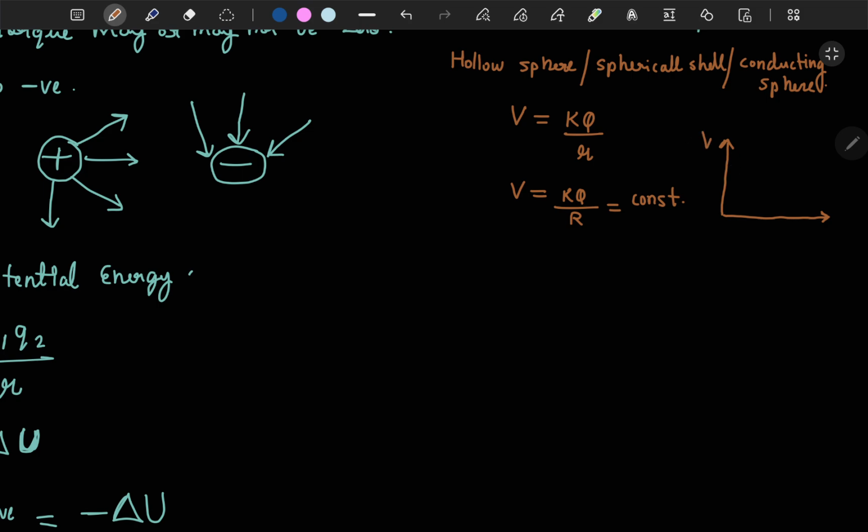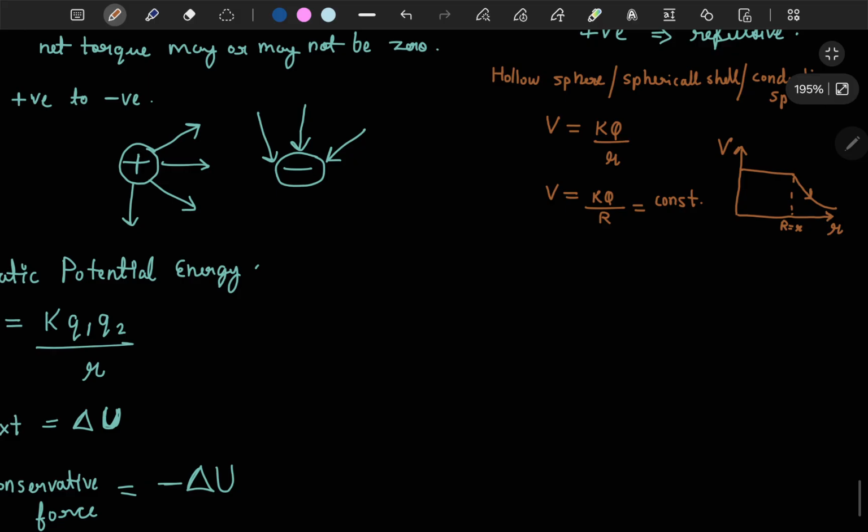If we draw the graph for potential and distance, it will be straight till r is equal to capital R, and then it will decrease inversely, because outside the point, potential is inversely proportional to r.